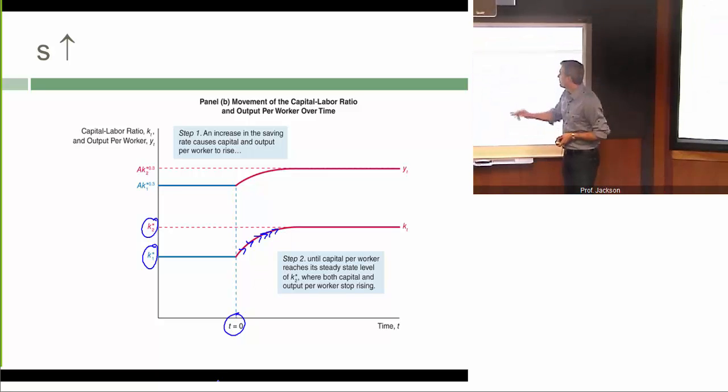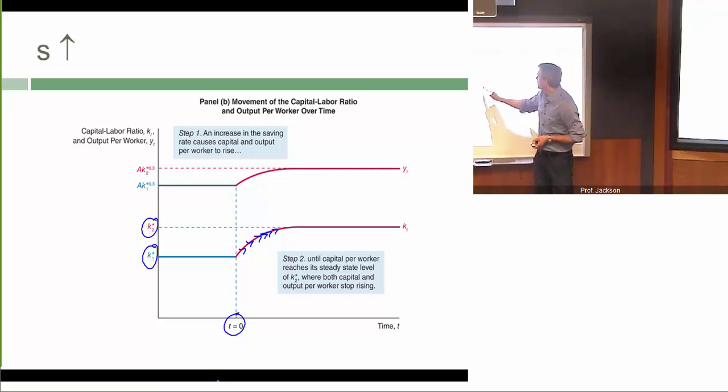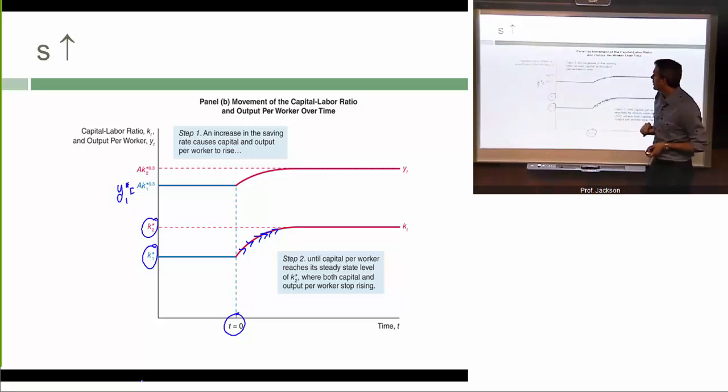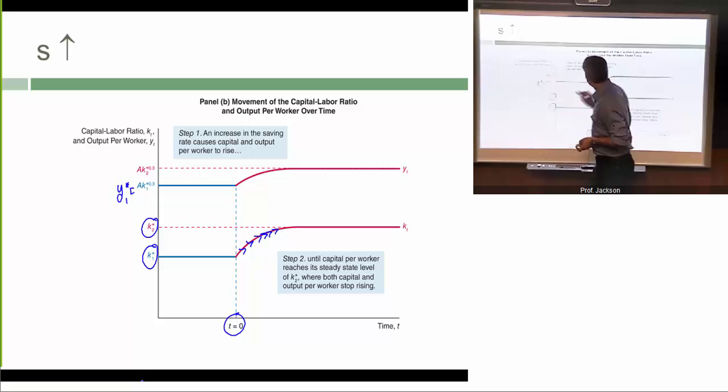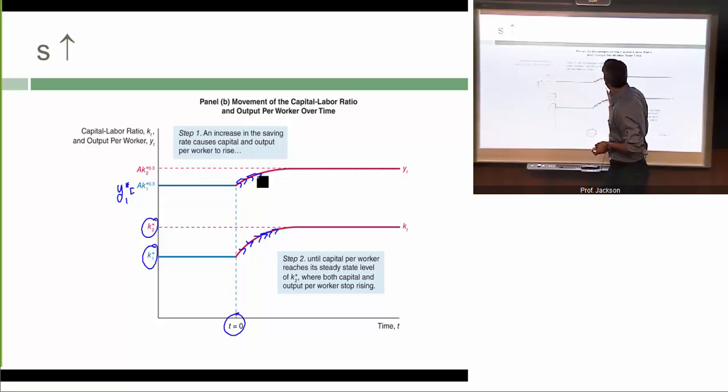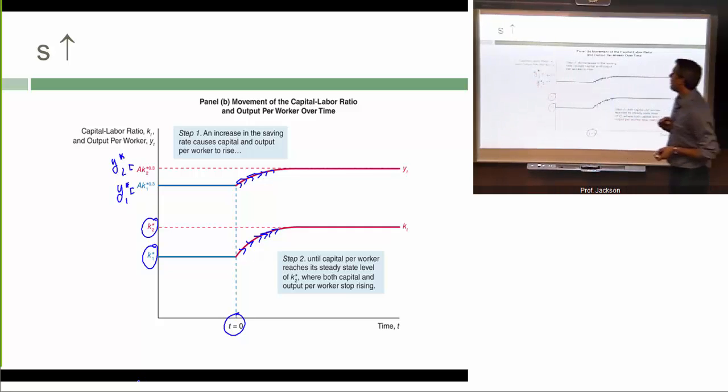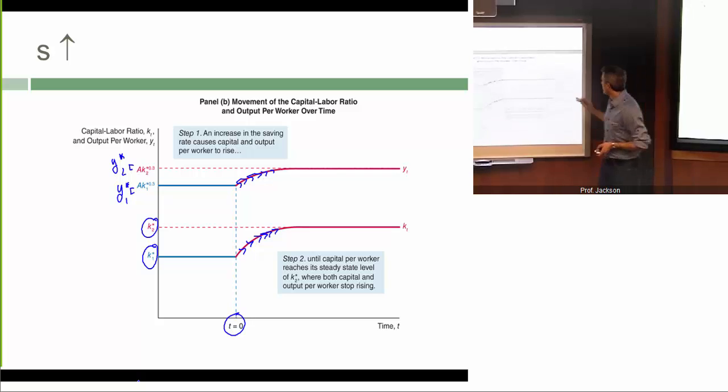And you'll recall in the graph on output, again, we start off at our initial level of output per worker, Y1 star, and over time, as the capital stock grows, we move towards that new steady state level of output per worker, Y2 star. And so eventually we end up at that new higher level of capital and output per worker with the higher savings rate.